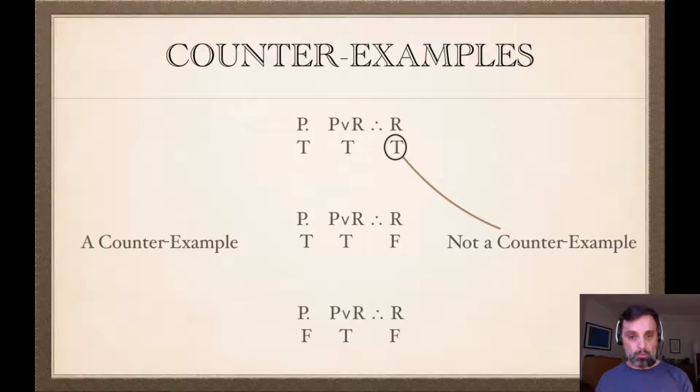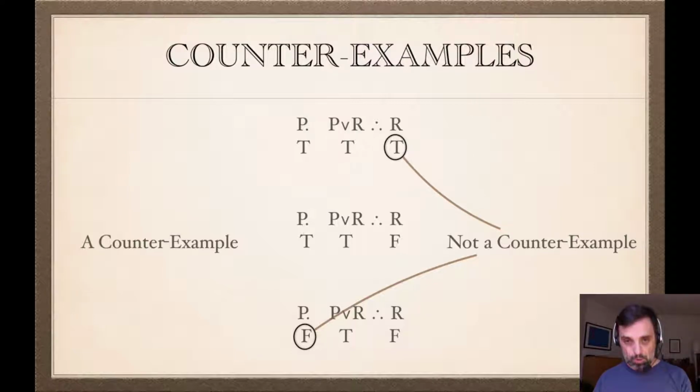If we look at the bottom row, we have that P is false, P or R is true, and R is false. So is this a counterexample? It's not, because P is false. And so again, it's not a case where we have true premises and false conclusion. We do have a false conclusion, but to be a counterexample to the validity of the argument, the row has to have all true premises also. Remember, that's a different way of saying if the premises are true, then the conclusion is true. Well, this isn't a counterexample to that because it's not a case where we have true premises.